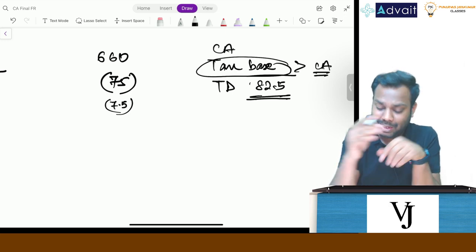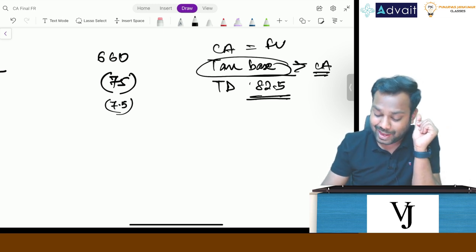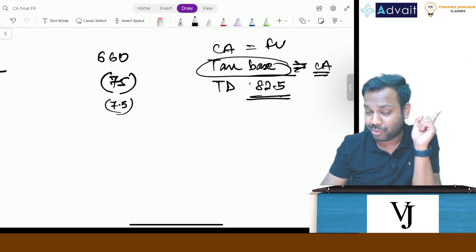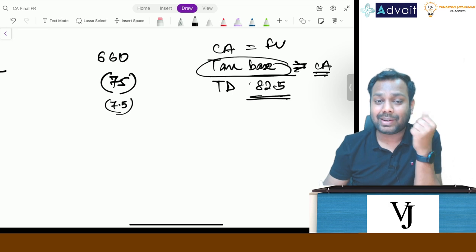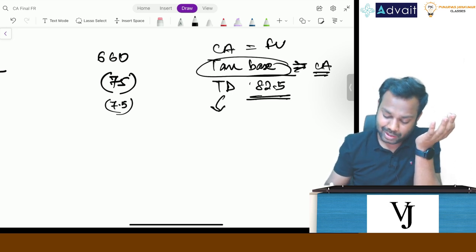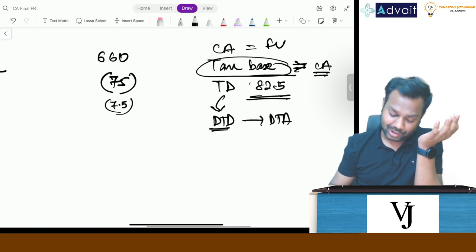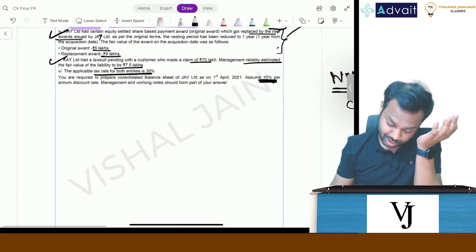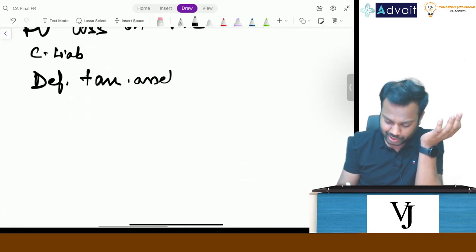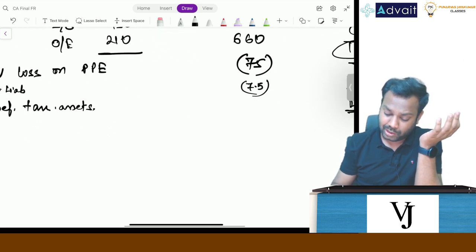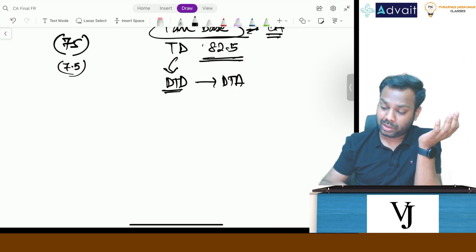Why exactly? Because carrying amount is equal to fair value, and tax base is equal to the carrying amount in the hands of the previous owner. Fair value loss is there, so the tax base is higher, and this will be a deductible temporary difference, hence we will record a deferred tax asset. The tax rate is 30%, right? Assuming the limits are passed, deferred tax asset is 82.5 into 0.3, which is 24.75.